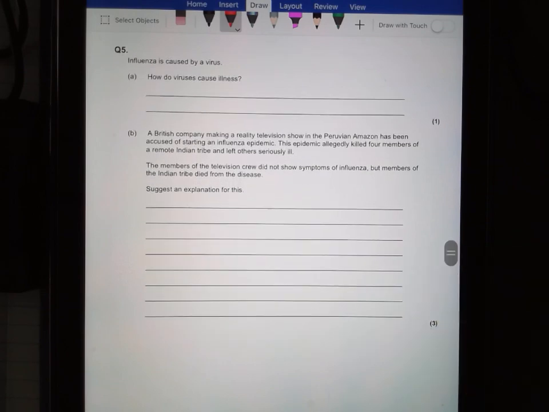In question number 5, and this is our last question. So again, how do viruses cause illness? We've seen this one before. The next bit, read this for yourself. It's for 3 marks, and see if you can write me an answer. I'm not going to go through it with you until afterwards. Have a go by yourself first. Read this part carefully, and then try and suggest an explanation. Press pause, do the question, press play when you're ready to go again.